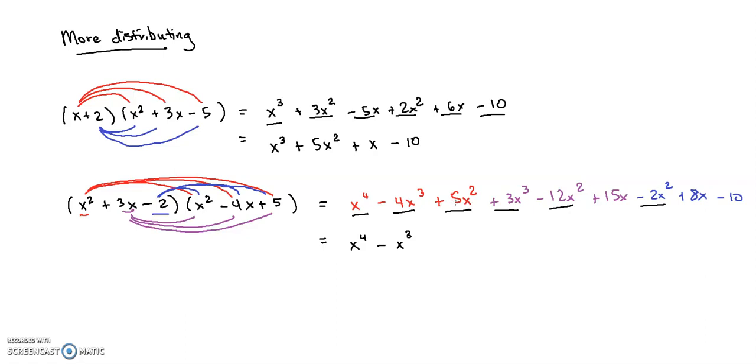Goodness, so that's going to give me, let's see, negative 7, negative 2, that's going to give me negative 9x squared. And then I've got plus 15 plus 8, that's going to give me plus 23x. And then finally minus 10 is the only constant. Okay, so if you have things to distribute that are not binomials, you can't use FOIL, but use the same idea and distribute.